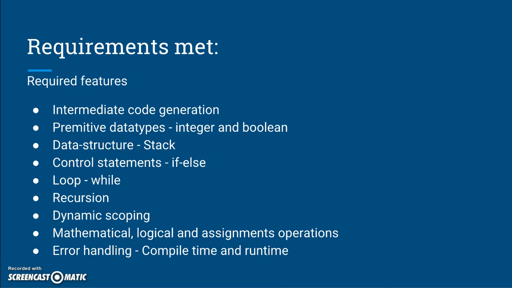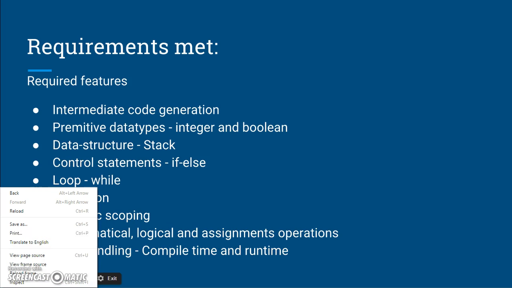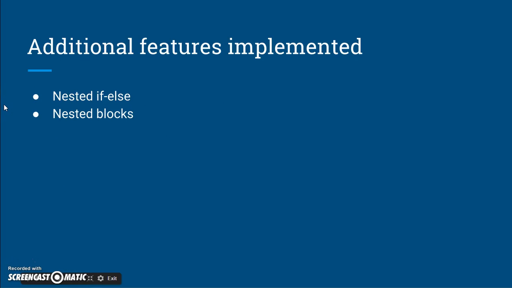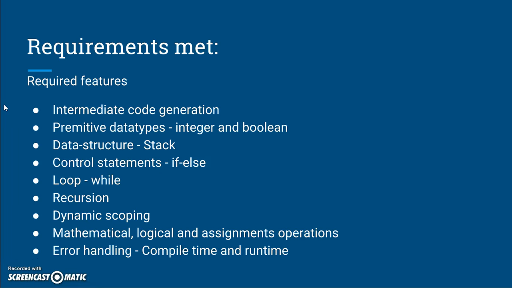As we conclude our presentation, we would like to highlight what requirements we have met. We have met the initial requirements of generating an intermediate code, supporting primitive data types, integers and booleans, a data structure which is stack, control statement if else, a loop, recursion, dynamic scoping, mathematical, logical, and assignment operations, along with error handling, which happens at both compile time and runtime.